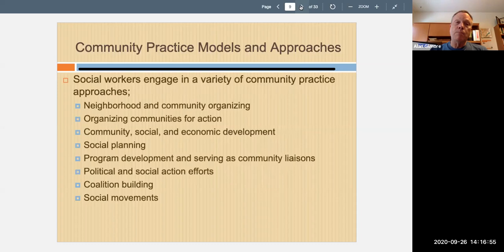So we've got within community practice, just as we have within micro practice or practice with individuals, groups, families, and couples, these things that we identify as practice models and approaches. So social workers engage in a variety of community practice approaches. And here's the list. And we're going to now proceed and take a look at each of these individually.